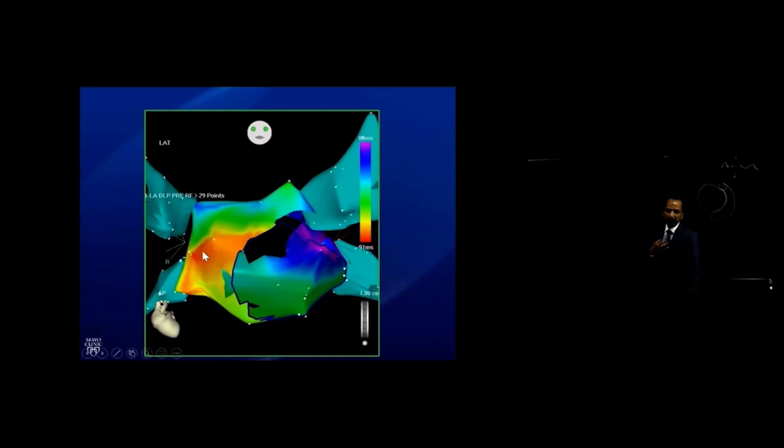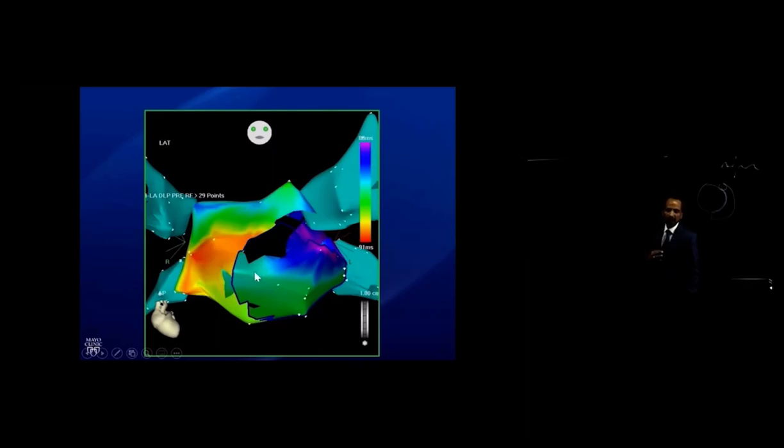Now, the activation sequence and entrainments in entrainment mapping and post-maze flutter can be very confusing. What do I mean by this? When you look at the map, it will actually look like you can trace most of the circuit visually endocardially, but the cycle length will be not even close to what you have mapped. And that's because the slow areas and complete circuit can be far more complex.